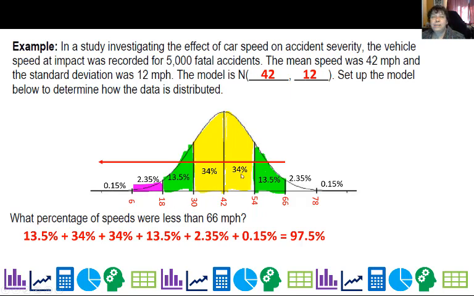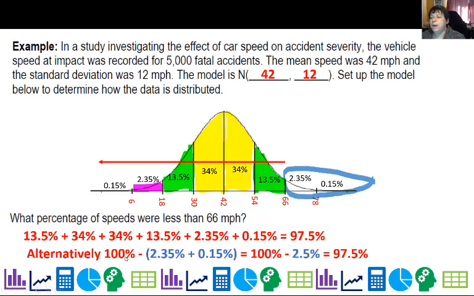Now, because it was so many slices, sometimes there's an easier way to do this. I could look at what I didn't want, which was this piece, and subtract it from 100%. So 100% minus that section, which is 2.5% by the way, gives you the same answer, 97.5%.